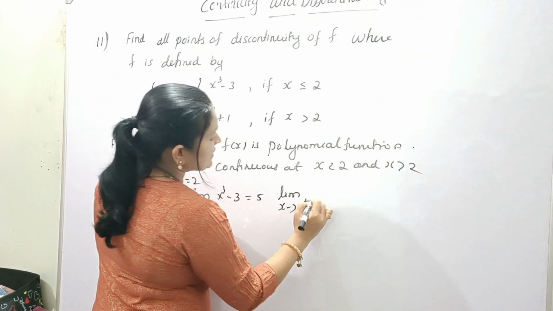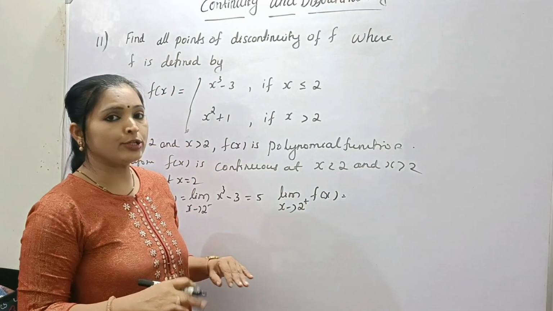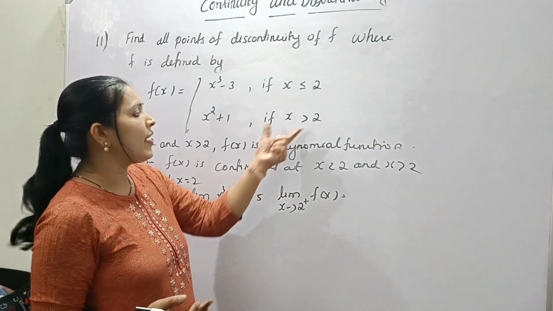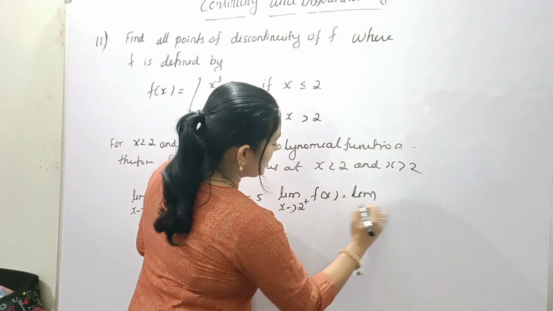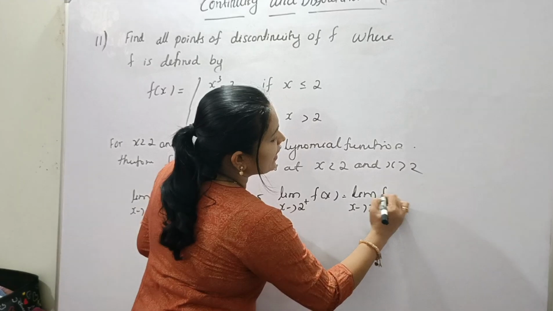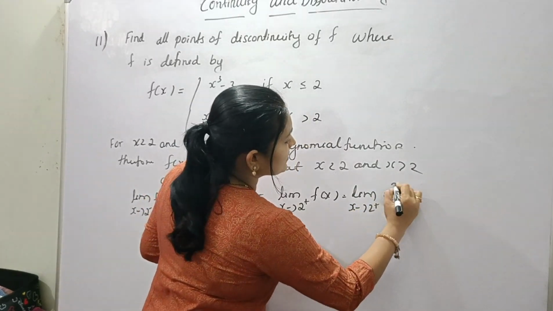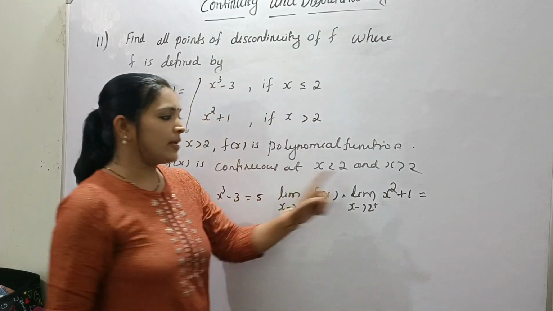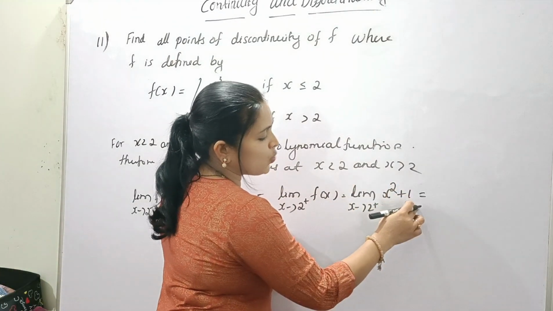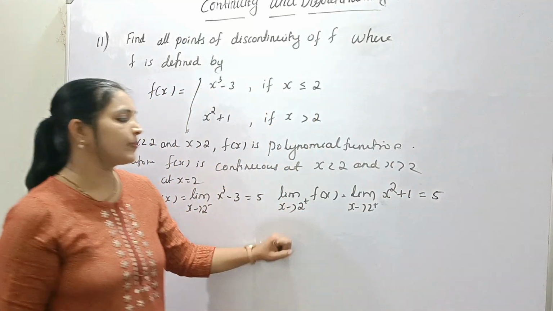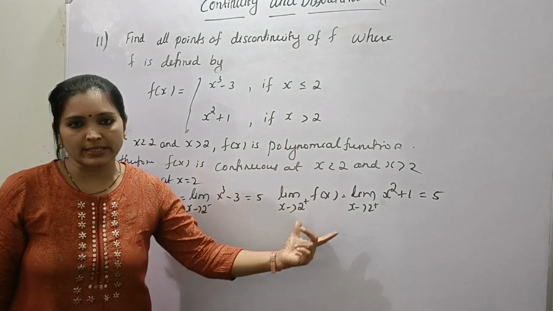Limit x tends to 2 plus f of x is equal to, x tends to 2 plus means greater than 2. When x is greater than 2, function is x square plus 1. So limit x tends to 2 plus f of x is x square plus 1. Now here also substitute x is equal to 2. That is 2 square plus 1, 5. So here also we have got left hand limit is equal to right hand limit.